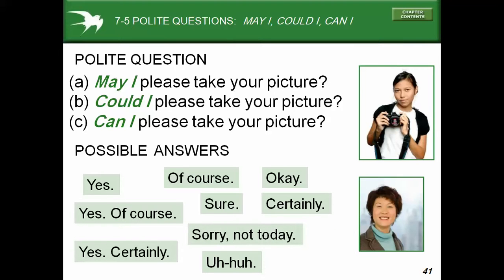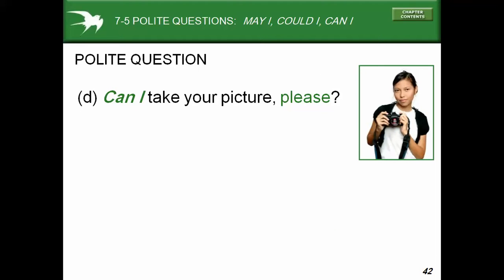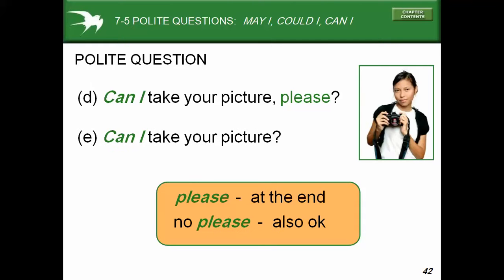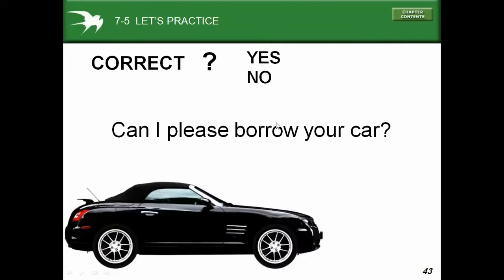Sorry, not today. Can I take your picture, please? This is a polite request. At the end, you add please, okay? Or without, or please also asks. Can I take your picture without please? Yes or no? Correct. Can I please borrow your car?